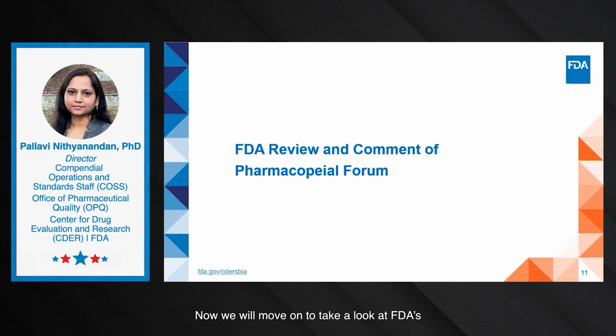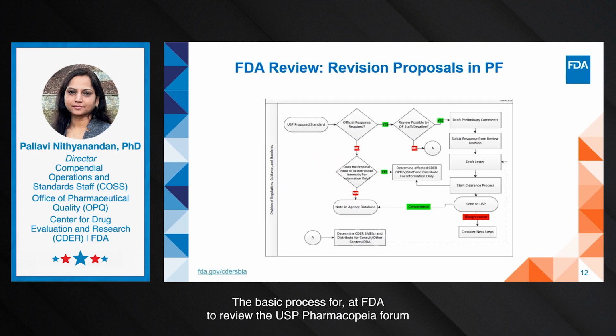Now we will move on to take a look at FDA's participation in the review and comment of Pharmacopeal Forum proposals. The basic process at FDA to review the USP Pharmacopeal Forum standards is to perform a triage of the standard and determine if a review can be performed within COSS, or we need to route it to various experts within the center or with other centers in the agency as needed, depending on the topic.